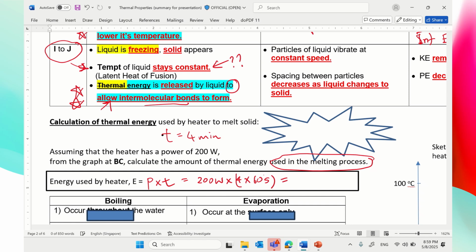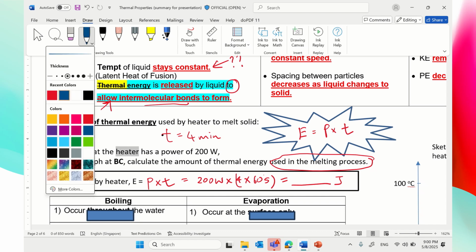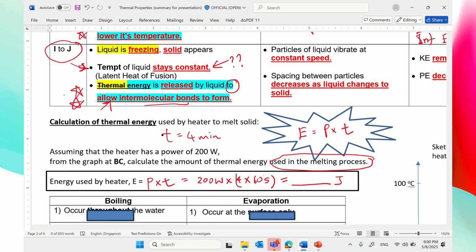When you have that, you will know the answer. You can calculate that yourself. You will get the answer in joules. Okay? So the formula, at least you need to know when it involves the heater, is E equal power times time. Since we are talking about energy in joules, therefore power must be in watt and time must be in second.